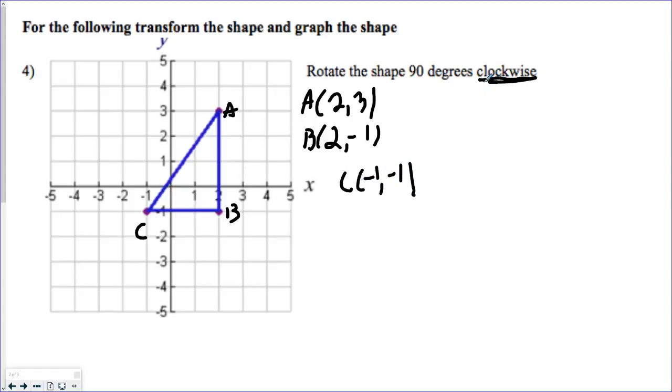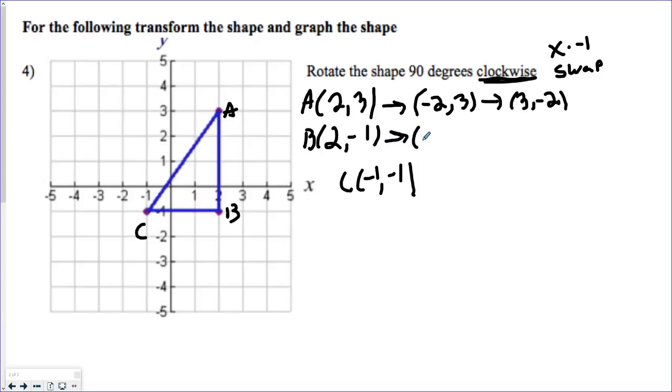So clockwise means take the x coordinate and make it opposite, or times it by -1, and then swap the x and the y. So here I'm going to take the x coordinate and times it by -1, so -2, 3, and then swap so I get 3, -2. So multiply the x by -1, then swap. Same thing here. Multiply the x by -1, so -2, -1, and then swap, so -1, -2. Last one here. Multiply by -1, so -1 times -1 is +1, and then swap like that.